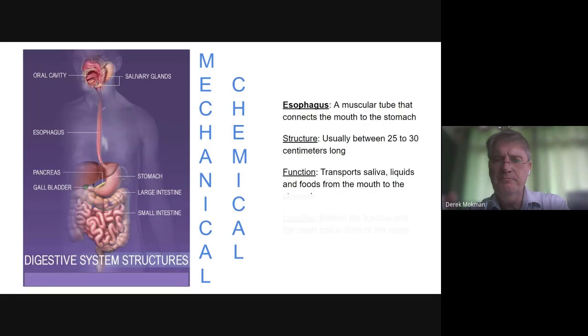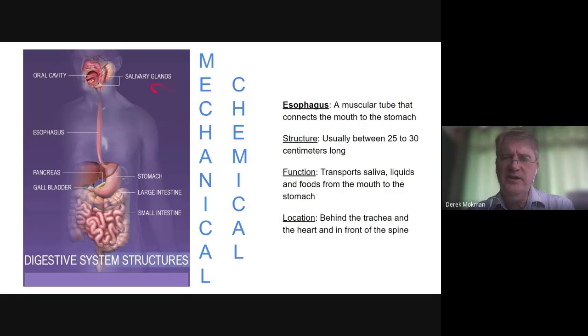Okay, so the esophagus is usually about 25 centimeters long, so really about this long, but I think you know because you know where your mouth is and you know where your stomach is. That's how long your esophagus is. It transports and moves saliva, liquids, and foods from the mouth, and it's located just behind your breathing tube. The breathing tube is called the trachea, but it's just behind that, and it's in front of your spine. So that's where it is.